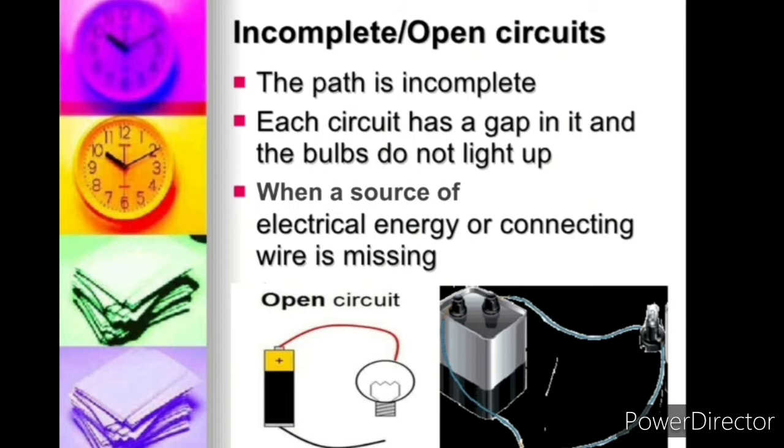So in an open circuit, if you see in this diagram, the wire is not connected, and here also the wire is not connected with this bulb, and these two wires are also not connected. It means the circuit is broken, and due to this break in the circuit, the current is not able to flow and this bulb is not able to glow.